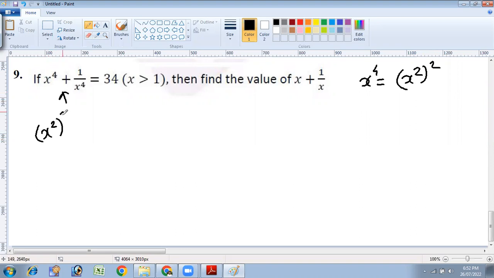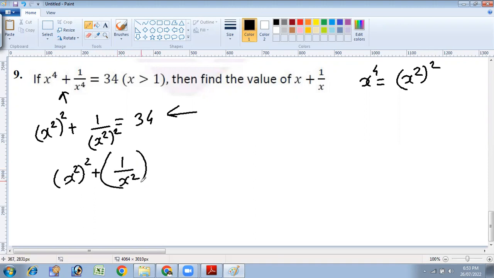(x square) whole square plus 1 upon (x square) whole square is equal to 34. Now look, 34 is not a perfect square. Is 34 a perfect square? No, sir. No. If I add plus 2 on both sides, then it will be a perfect square. Look here, (x square) whole square, and 1 upon (x square) whole square, plus 2 I will add here, and plus 2 again I will add here.